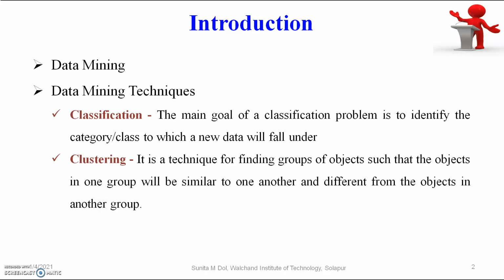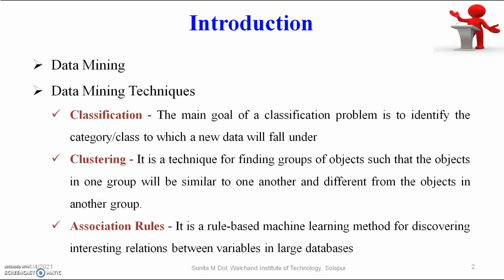Clustering is a technique for finding groups of objects such that objects in one group will be similar to one another and different from the objects in another group. It is also called unsupervised learning. Example: marketing and sales. The clustering technique helps marketers to group people based on their similarities in many ways related to the product under consideration.